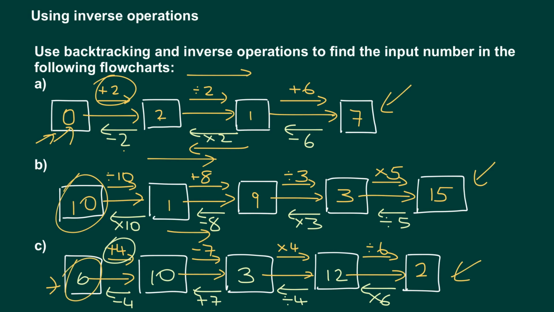So guys, that brings us to the end of the using inverse operations chapter. So as you can see, it's a fairly straightforward method to work with flowcharts. In the next chapter, we're going to look at building up expressions. So in this particular chapter, we use flowcharts to just work with numbers. As we can see, there were no letters involved. However, in the next one, we'll involve letters and see how that works.